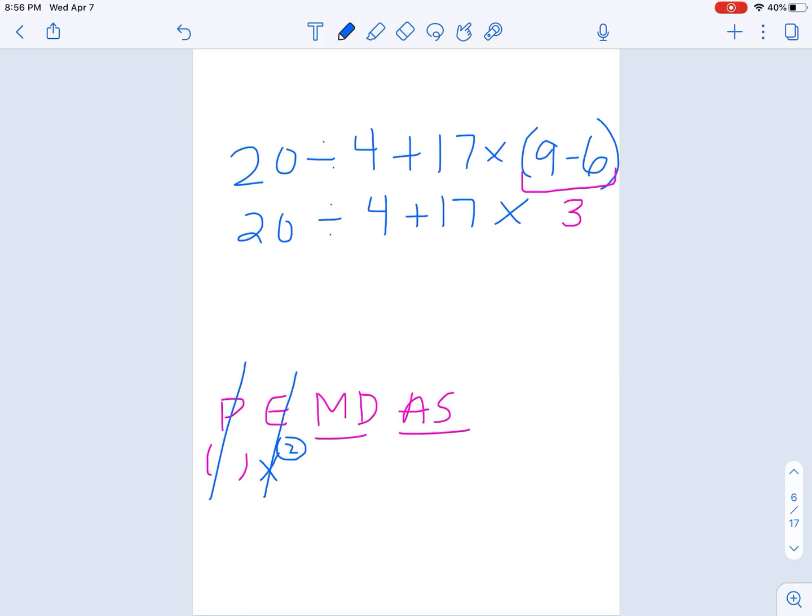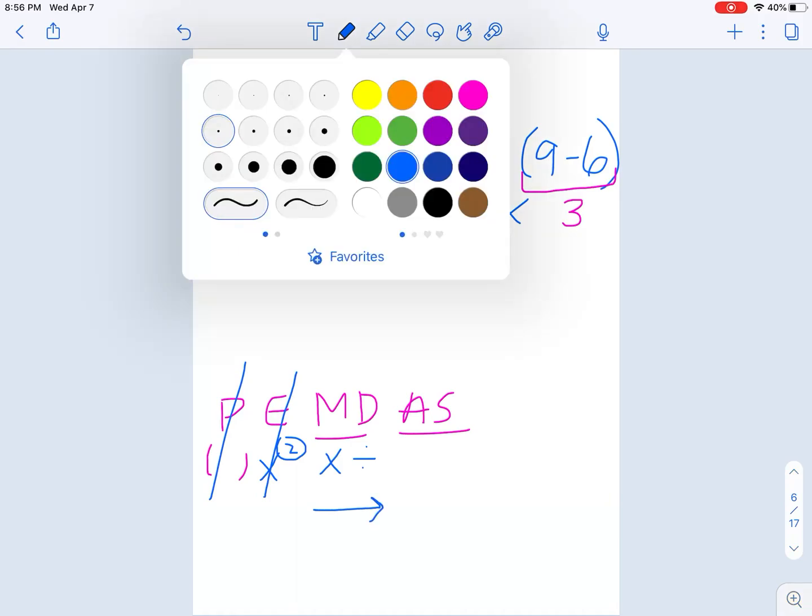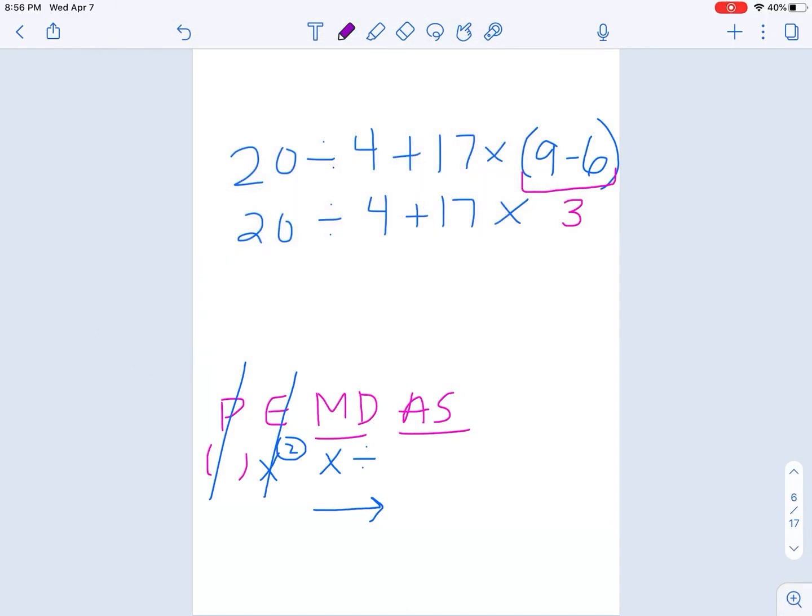My dear, M and D, remember that's multiplication and division, and we're going to go left to right. All right, let's see if we can find some multiplication and division. So I see division here, and I see multiplication here. All right, so we're going to start with our division because it is the one that is on the left, and that is 20 divided by 4. I know that 20 divided by 4 is 5.